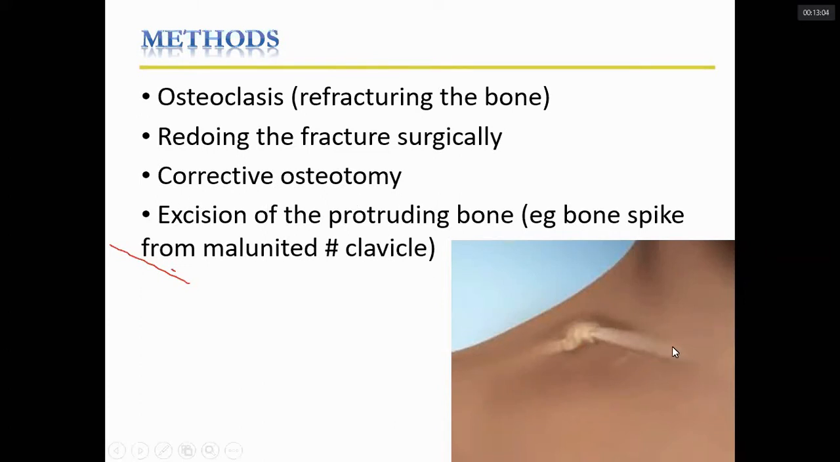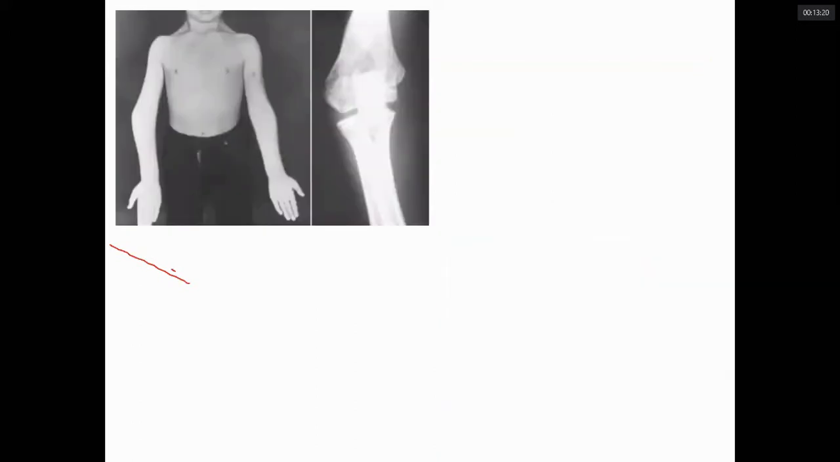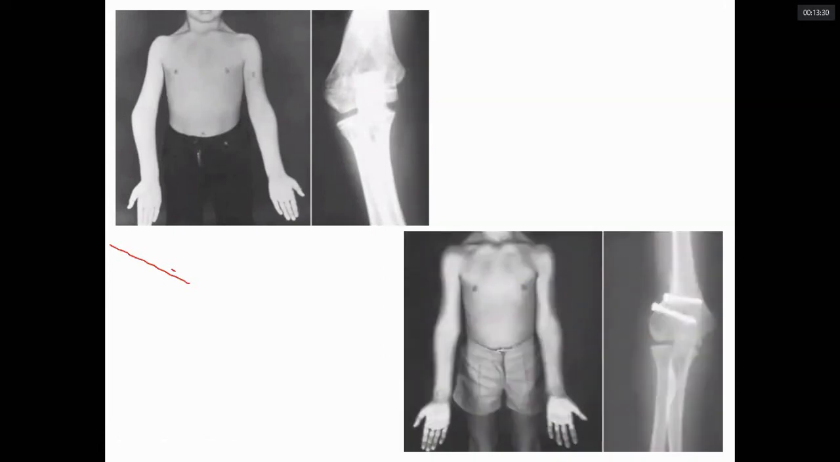And sometimes, this is especially true in case of clavicle. Clavicle being a subcutaneous bone that is visible from outside, if there is a deformity, you can simply chisel out the bone. The protruding spike or the protruding bone fragment, you can simply chisel out or nibble out. So this is an example. Supracondylar fracture of humerus united in an abnormal position, cubitus varus deformity, treated by corrective osteotomy and fixed by screw. If you see now, both the limbs are identical and the malunion is corrected.